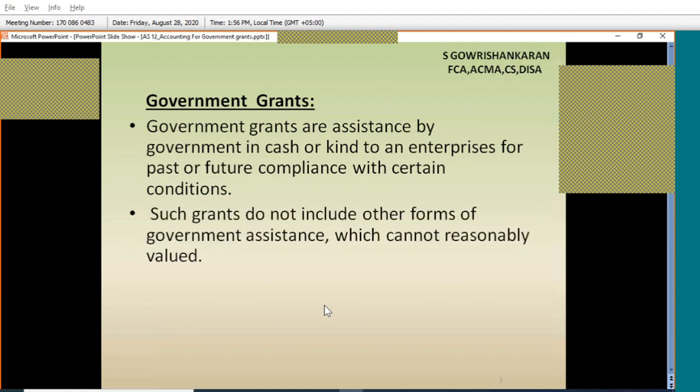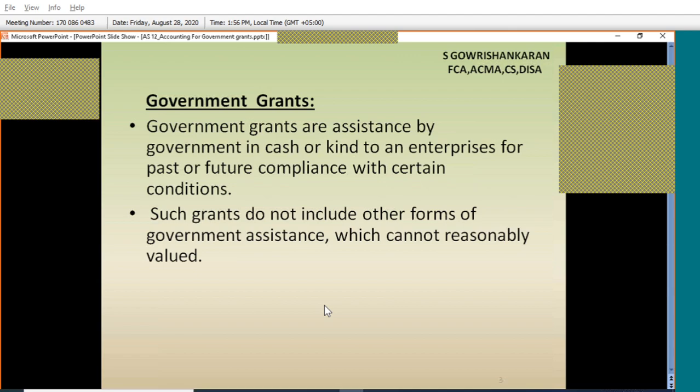Then, such grants do not include other forms of government assistance which cannot reasonably be valued. As I said initially, indirect forms of assistance. Water is also given by government as a grant sometimes. Road is also laid down by government for transportation purposes. Sometimes they will supply electricity also free of cost. If you are not able to place a value, I don't know how to value the water. How much water are they supplying, unlimited water to my factory? I don't know how to value that.